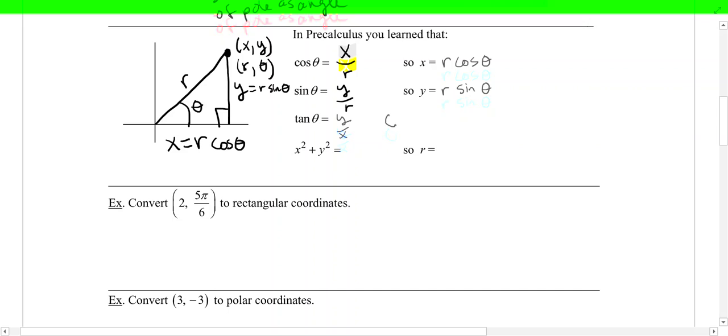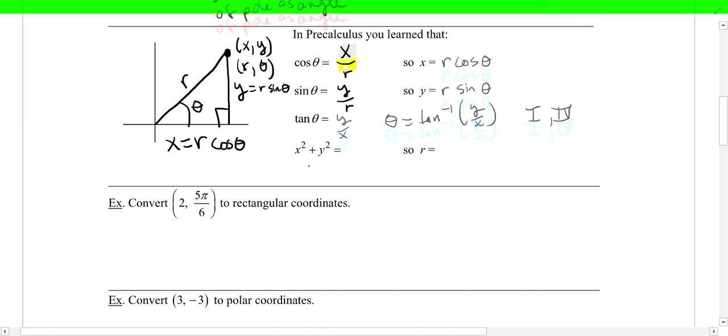If we want to find the angle, the angle is equal to tangent inverse of y over x. And you have to be a little careful with this. You should use the bow tie angles, because remember, inverse tangent is only defined in the first and the fourth quadrant. That's where inverse tangent is defined. So if you're in another quadrant, you have to pay attention to the bow tie angles.